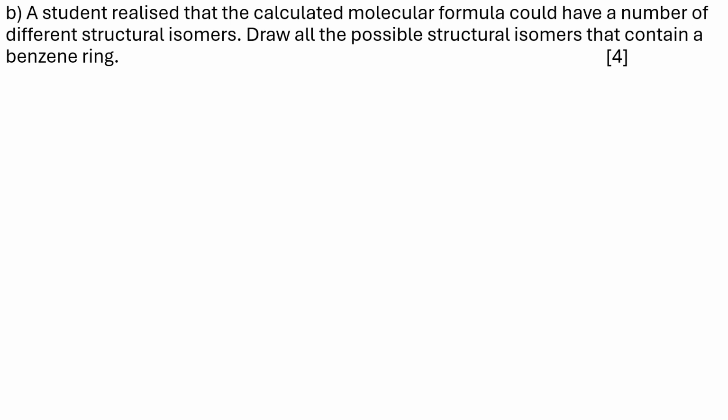So then it says, a student realized that the calculated molecular formula could have a number of different structural isomers. They want you to draw all the possible structural isomers that contain a benzene ring.